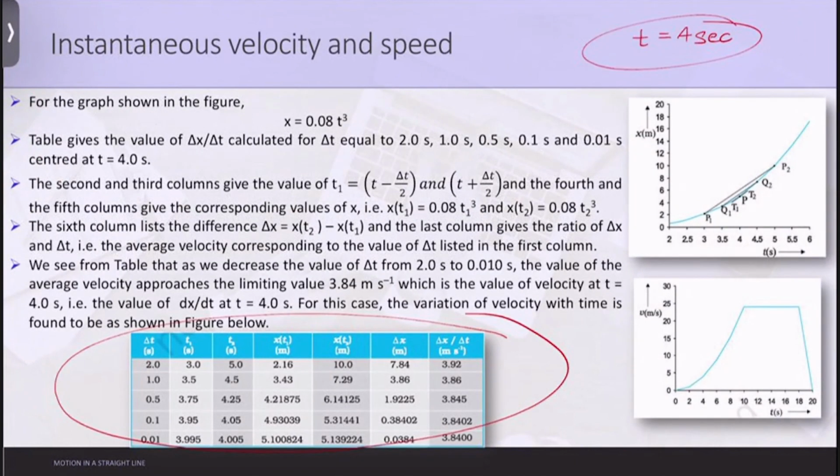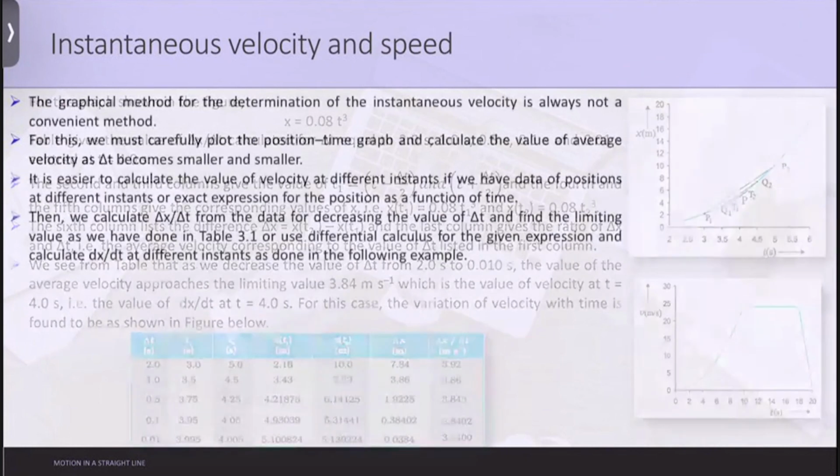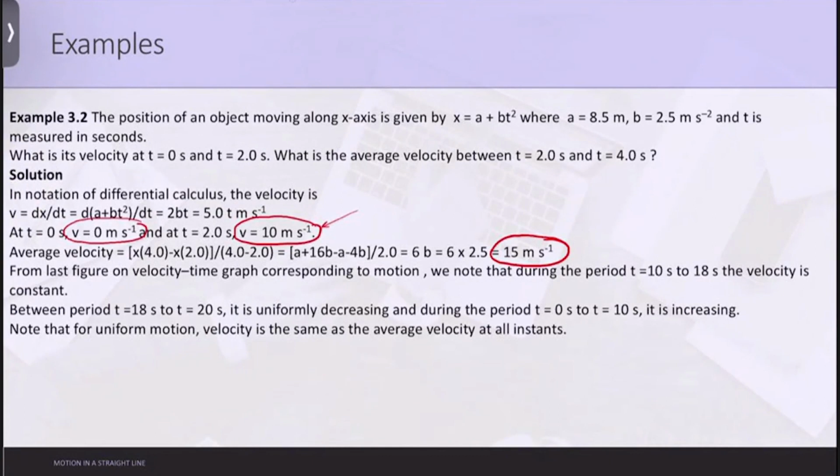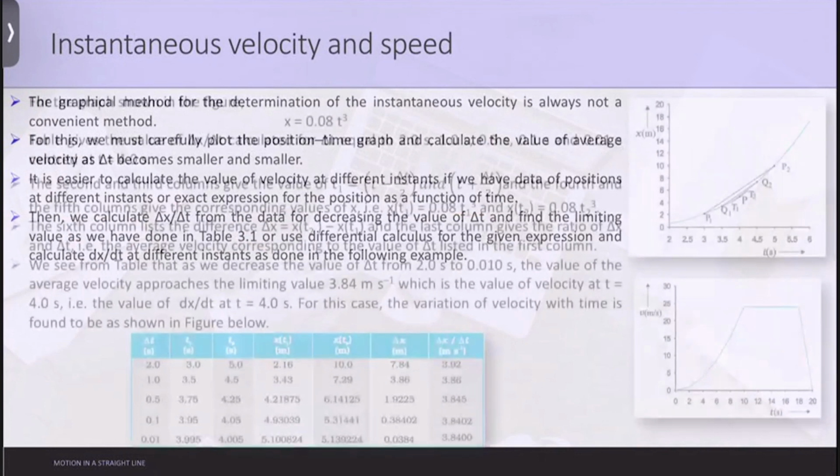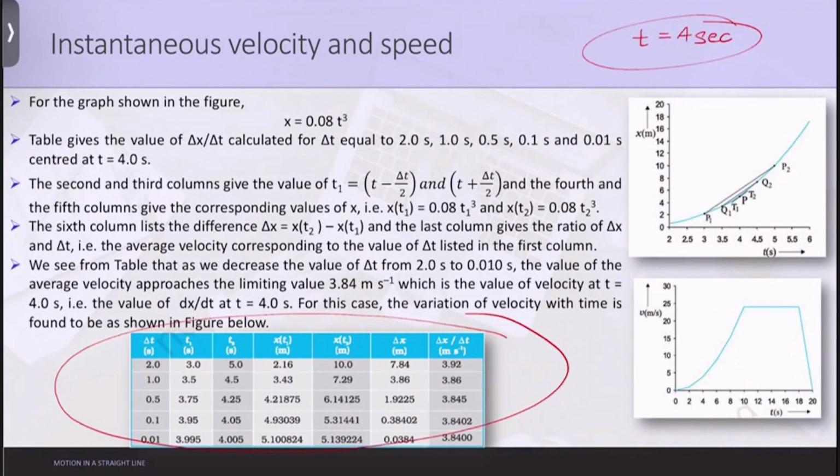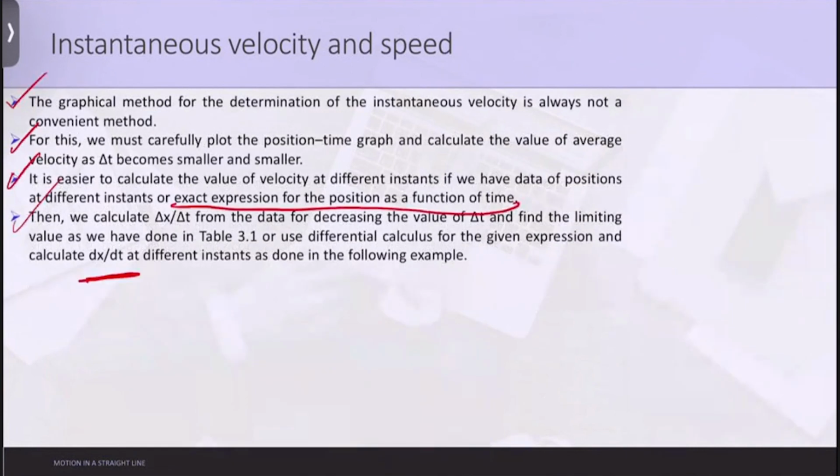Now we are just having another discussion. You can see from t equal to 10 to 18 seconds, the velocity is constant. Between t equal to 18 to 20 seconds, it is uniformly decreasing, and during the motion from t equal to 0 to 10 seconds, it is increasing. As you can see, it is decreasing uniformly here, and it is increasing here. That is being explained there.